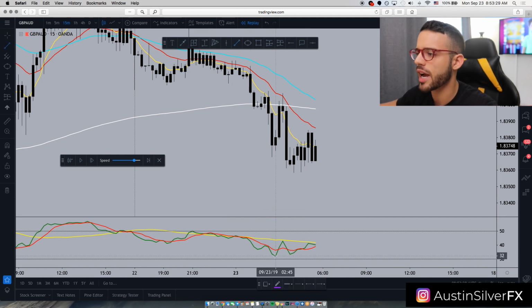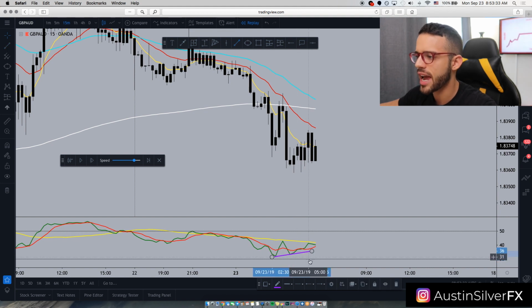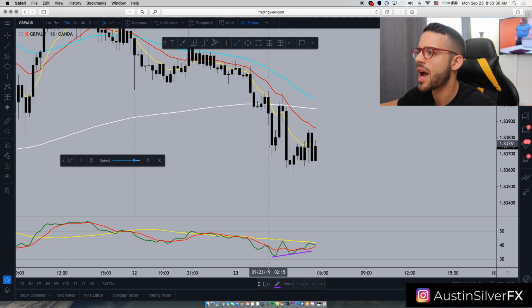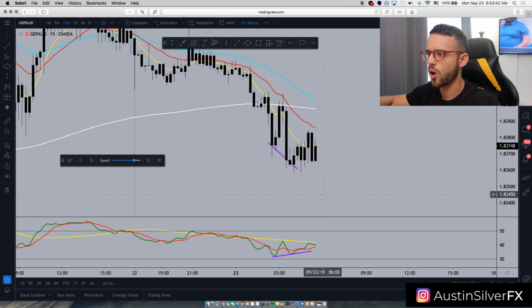Again, just using the RSI low of today, right here, you see that's at 2:45. Connect that to the price action low. You see that purple line rising right here on the RSI? When I match that up, what do you see? Divergence, price action falling, RSI rising.